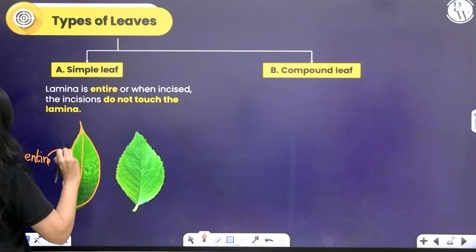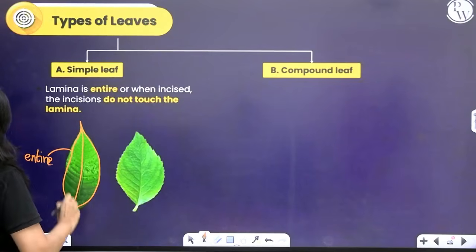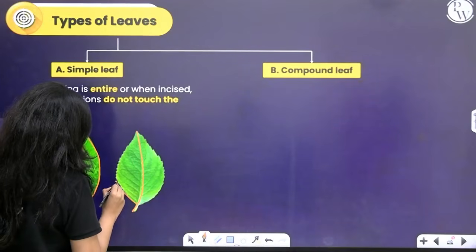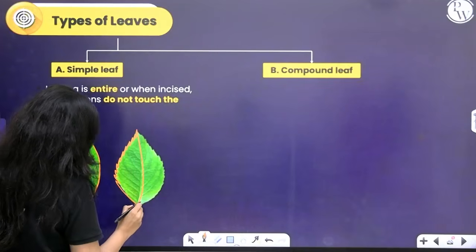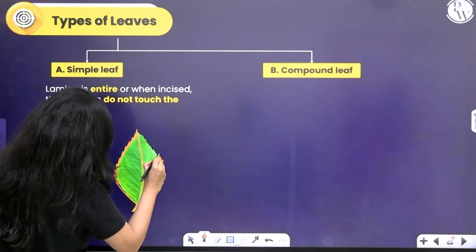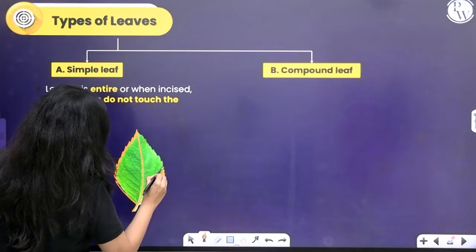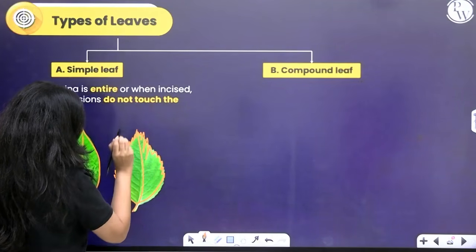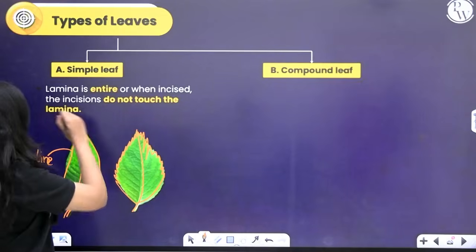There's no teeth-like marking. If teeth-like marking is there, we call it incised or incision. So if there is no teeth-like thing, it's a smooth margin, we call it entire. In this, you can see there are incisions, but they are not very deep. When the incisions are there and they are not deep enough to reach the midrib, then you call it simple leaf. Incisions may be this deep also, but as long as it's not touching the midrib, it is called a simple leaf itself. A lamina is entire, or even when incisions are there, the incisions do not touch the midrib.